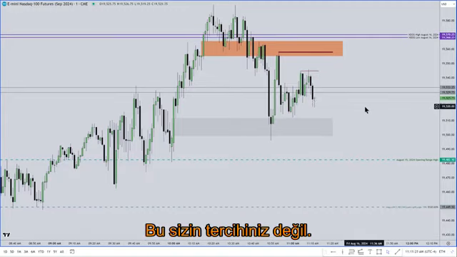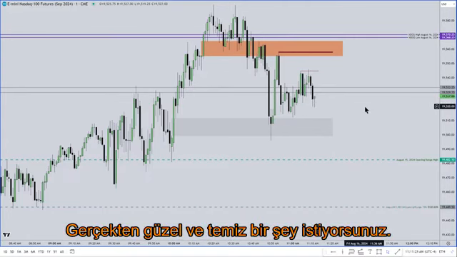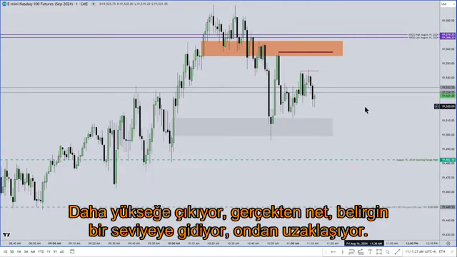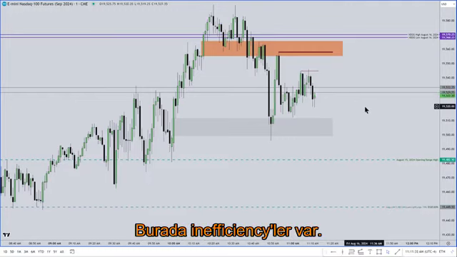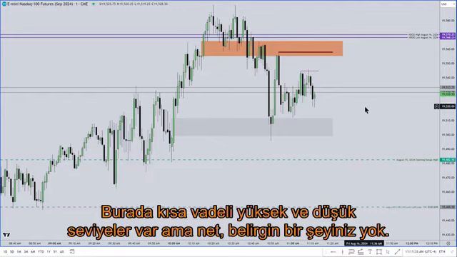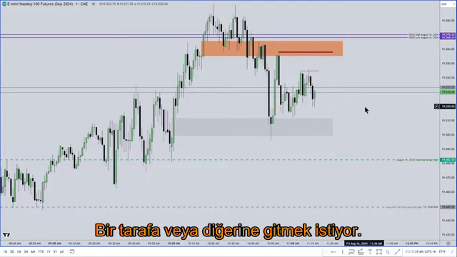This isn't your ideal day or type of environment. You want something that's really nice and clean. It runs higher, goes to a real clear, obvious level, pulls away from it, and you're not seeing that here. There are inefficiencies here. There are short-term highs and lows here, but you don't have that clear, obvious, it wants to go one side or the other.